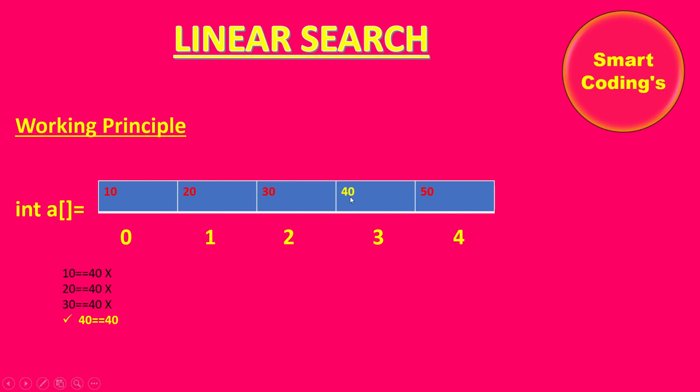Okay, now the 40 to be searched is checked with each element of the array. It is compared with each element of the array. That is, is 10 equal to 40? No, not matching. So it's crossed here.